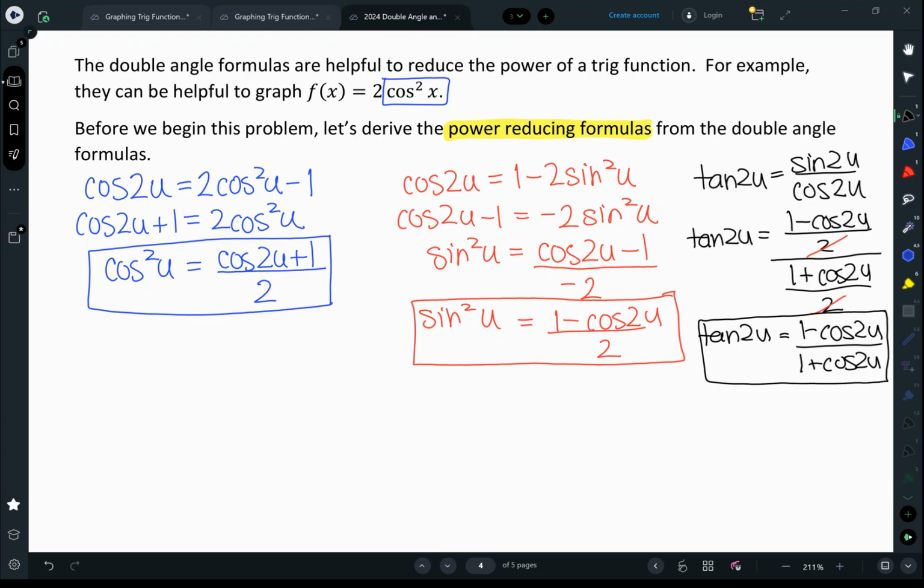All right, very good. So now we have a whole other set of formulas. And again, understanding how these connect to each other is really helpful to help you remember the formulas that you need to use.